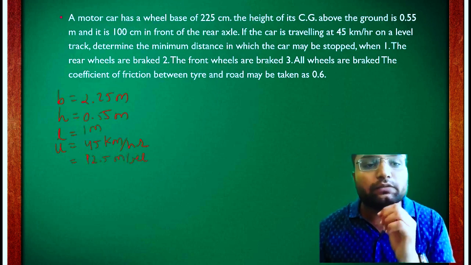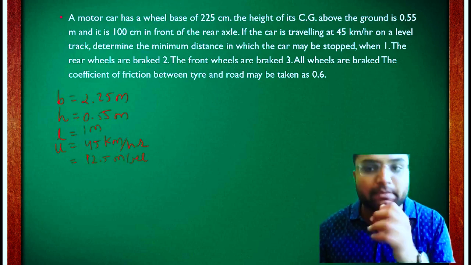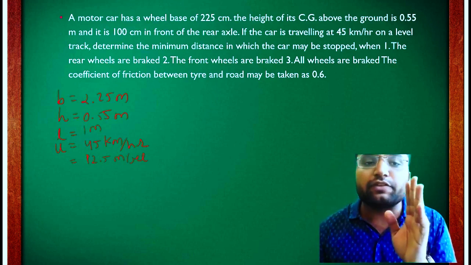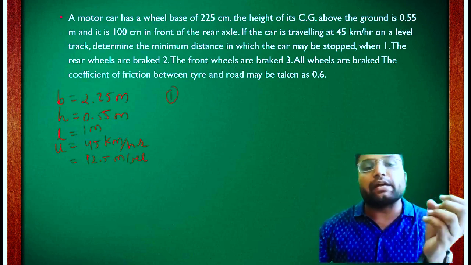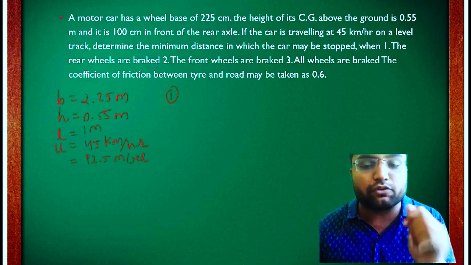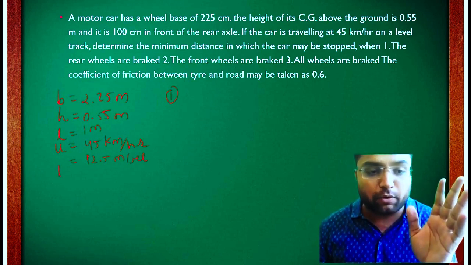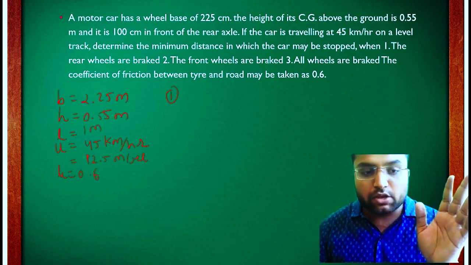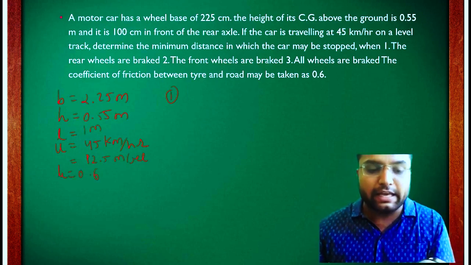So what we have to find is the minimum distance in which the car may be stopped. First we have to find it when the rear wheels are braked. Second, we have to find it when the front wheels are braked, and then when all wheels are braked. The coefficient of friction provided here is 0.6. So all we have to find is the stopping distance for all three cases.